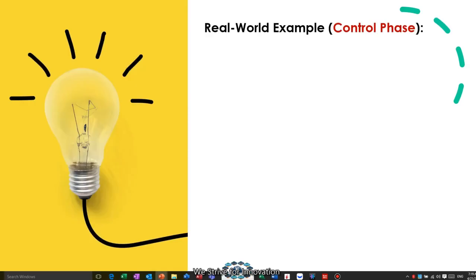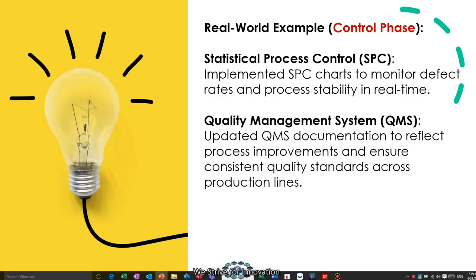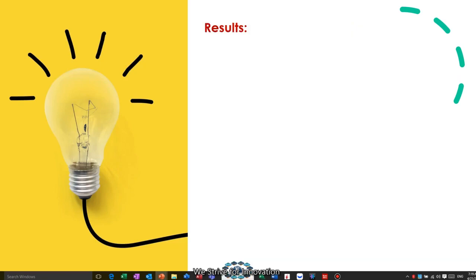Real world example, statistical process control, SPC, implemented SPC charts to monitor defect rate and process stability. Also, you can implement a quality management system, QMS, updating QMS documentation to reflect process improvement and ensure consistent quality standards across the production line. What's going to be the result?